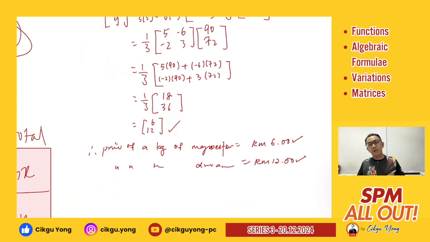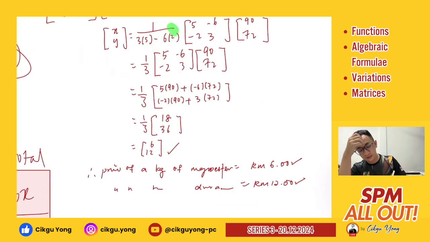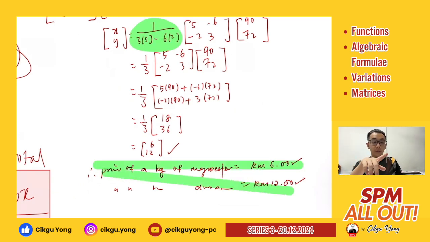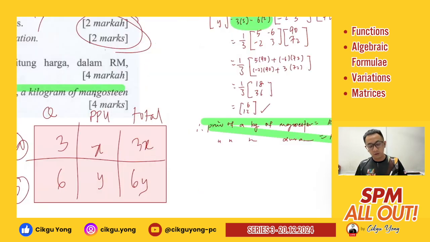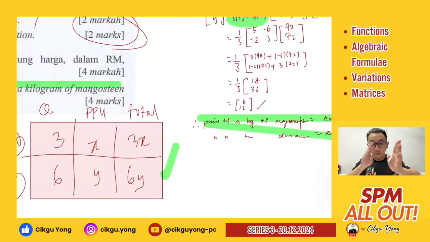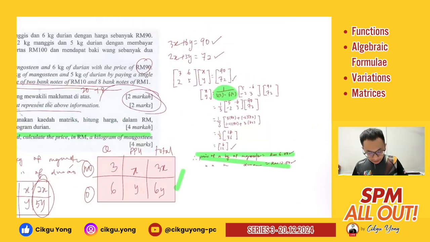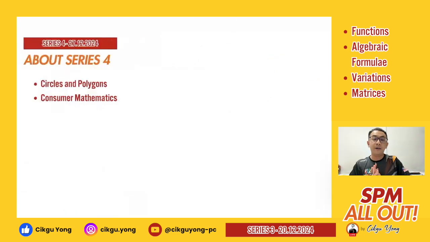Under the matrix formula, you have to always remember the shifting part and also your 1 over AD minus BC. Don't forget to put your conclusion, and you can always utilize your table to form whatever information is linked together and form your final answer, whether it is an addition or subtraction or whatever it is. Right? So basically, I think that's it for our series 3 for SPM All Out 2024.